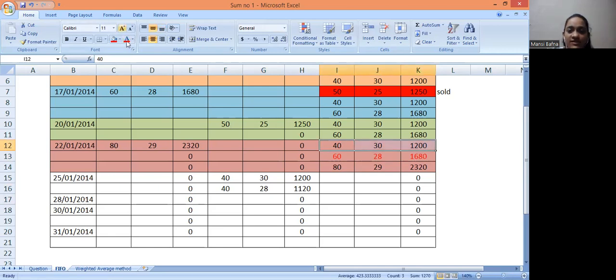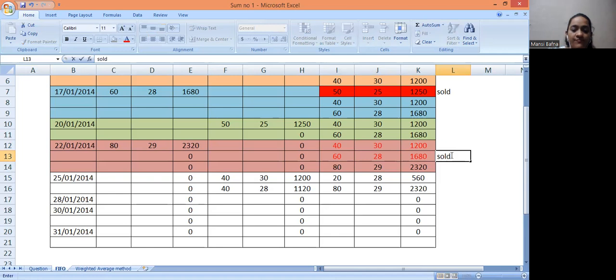And once this 40 is completely gone, after that, out of this 60, we are going to be using only 40. So out of this 60, you will have a balance of 20 units at the rate rupees 28 each. And this 80 units balance will be carried down as it is. We have not touched the stock at all. So if you observe, 40 units are completely gone. This is sold. And out of the 60 also, you have sold only 40 units.